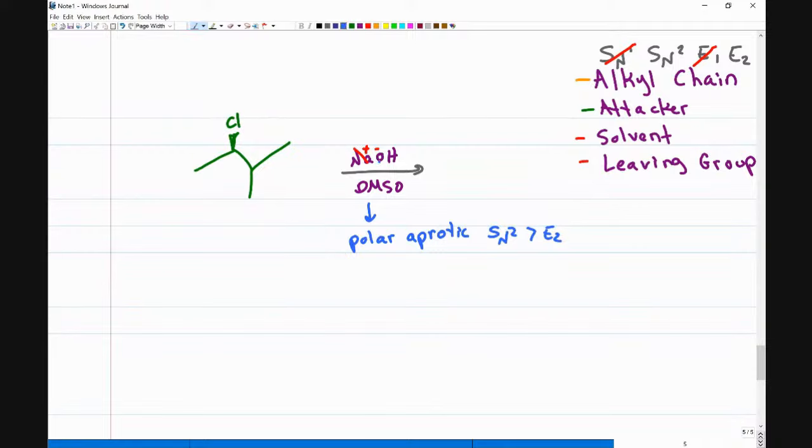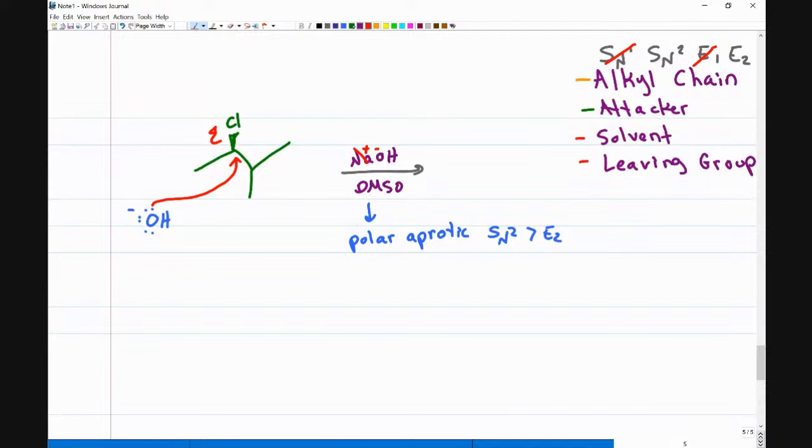And so we have OH minus attacking from the back. Because OH minus is doing a direct attack, meaning it's not waiting for a carbocation to form, it wants to come in and attack. It can't come in where the chlorine is sticking out because chlorine is in the way, and so it has to come from the opposite side.